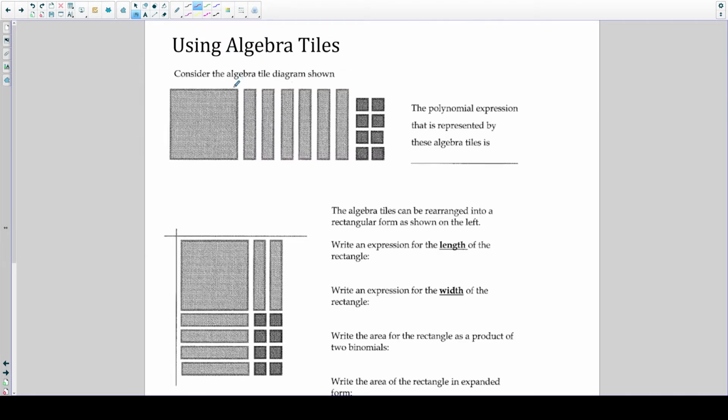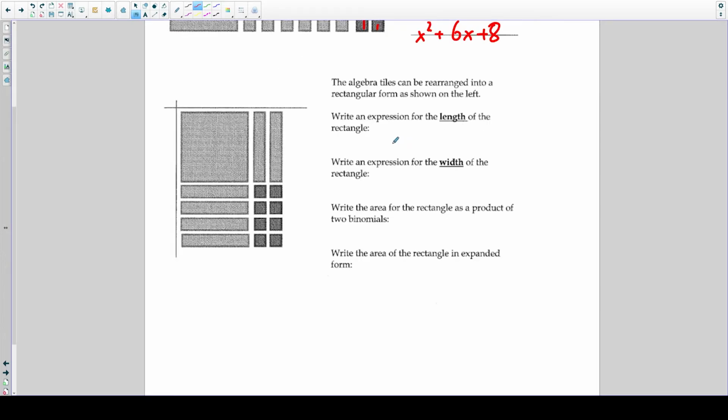Now let's go ahead and start off with looking at the algebra tiles. On this page, I know they all look a little shaded, so we're just going to consider all of these being positive. If we take a look at this first example, we've got an x squared here. We have an x, we've got 6 of those in total, and we have 1, 2, 3, 4, 5, 6, 7, 8 of these ones. So our actual expression being represented here is x squared plus 6x plus 8.